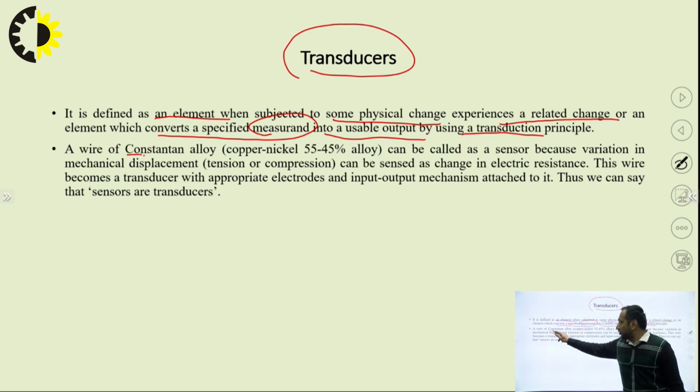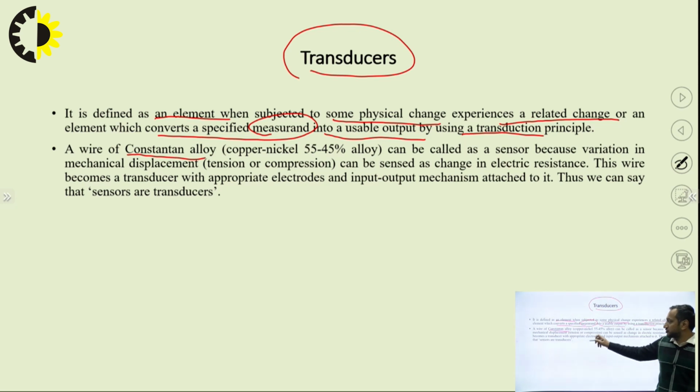A wire of constantan alloy, which is a mixture of copper and nickel, 55% copper and 45% nickel, can be called a sensor because variation in mechanical displacement, like tension or compression, can be sensed as a change in electrical resistance. So if there is a change in electrical resistance, then the wire may have been compressed or become tensed, right?